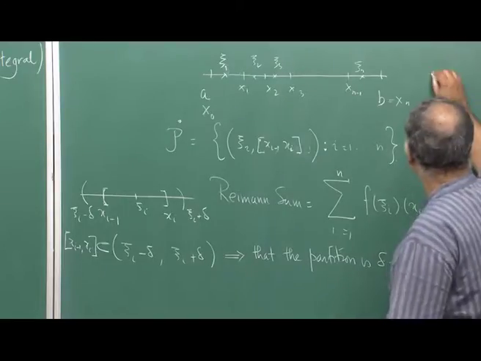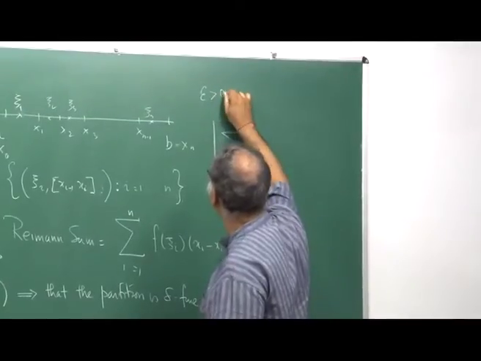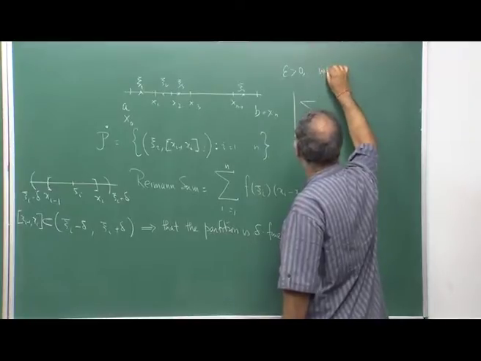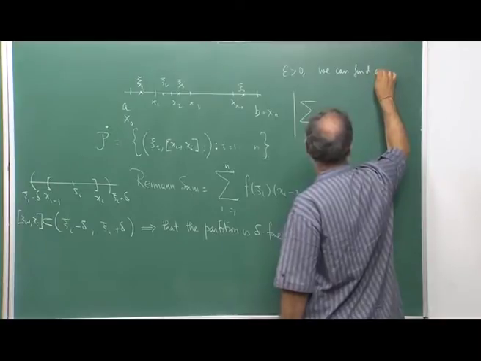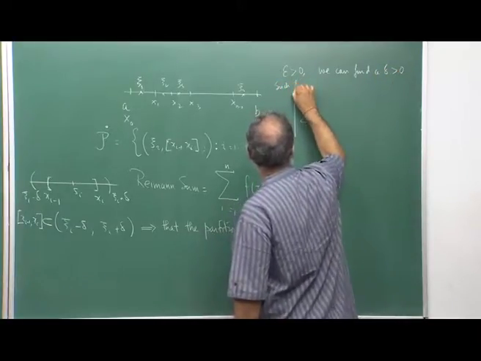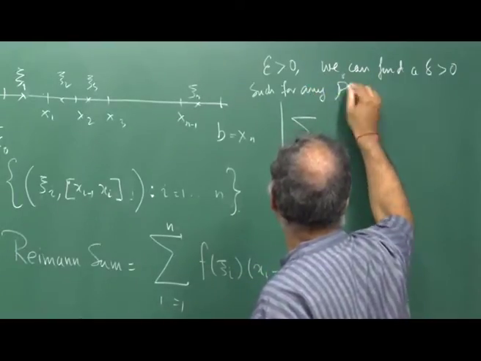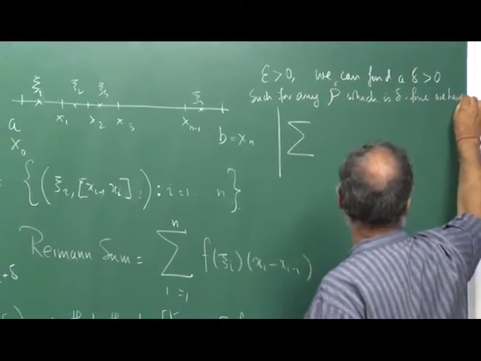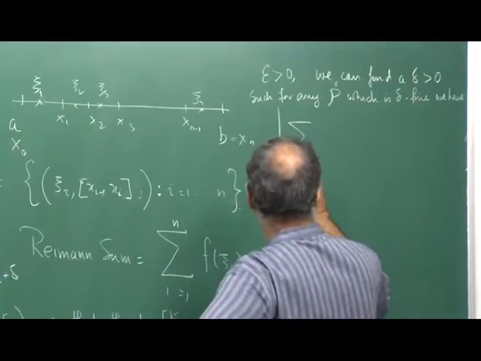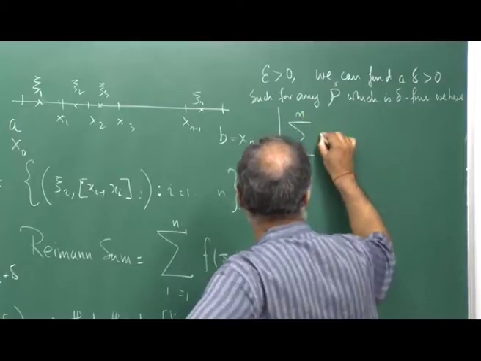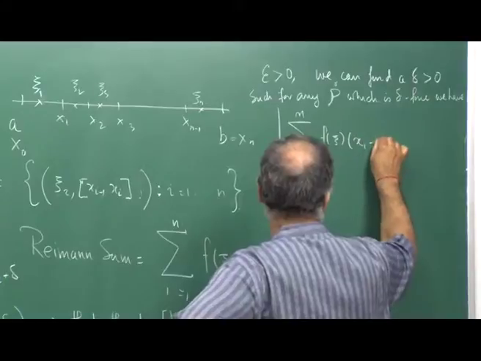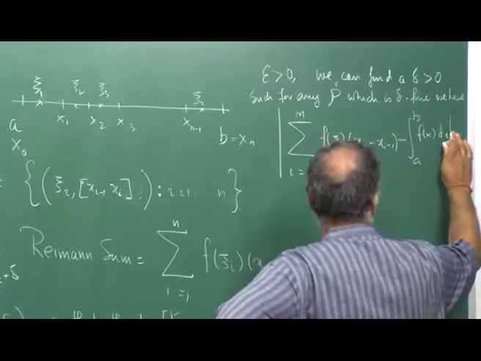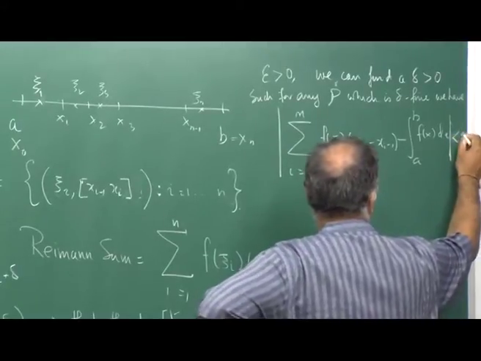So, what is a Riemann integral? Riemann integral simply means that given any epsilon greater than 0, we can find a delta greater than 0 such that for any P dot, a tagged partition which is delta fine, we have this is less than epsilon. This is the definition of the limit actually. That limiting definition is written in terms of this delta fine partition.